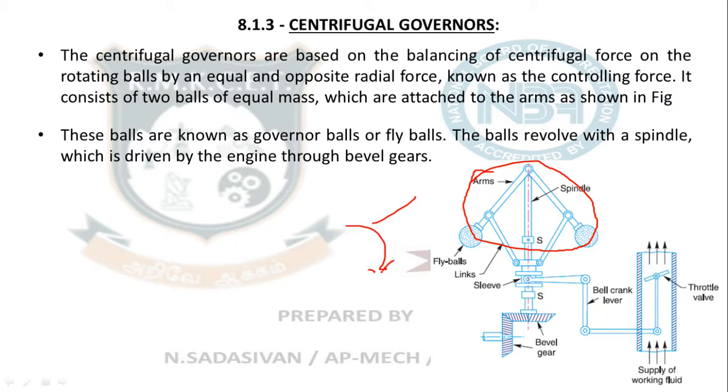So as of now, you understand that due to the terrain of the road or some other requirement, or maybe some change in the load conditions of the vehicle, the minute response is given by the governor without the hindrance of the driver.